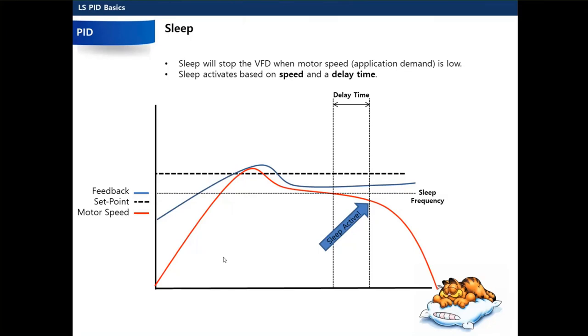That's what this graph down here is showing. So your feedback approaches your set point, and then it reaches your set point, okay? And then if it's around your set point and then your motor speed starts to slow down, once you hit a certain speed limit and you pass up this delay time, let's say you go to 40 hertz for 10 seconds, then it's going to activate sleep, okay? So it's going to put the drive to sleep. The drive's just going to stop, okay?